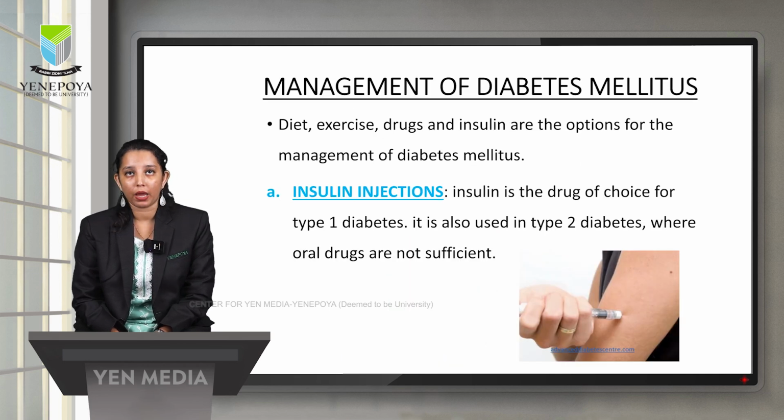Management of diabetes mellitus. Proper diet, exercise, drugs and insulin are the options for the management of diabetes mellitus. First is the insulin injection. Insulin is the drug of choice for type 1 diabetic people because they cannot produce insulin, so they are totally dependent on insulin. Type 2 diabetic people take additional insulin injections only when the oral drugs do not work.